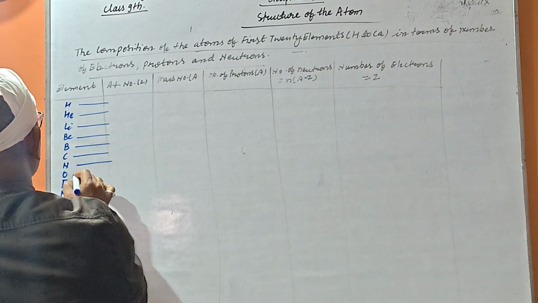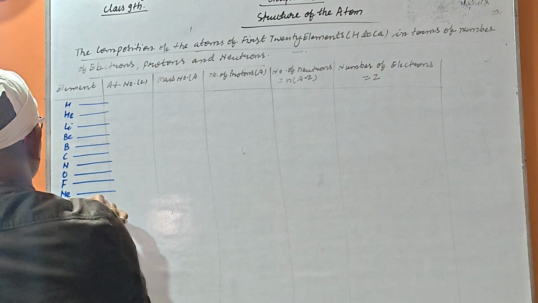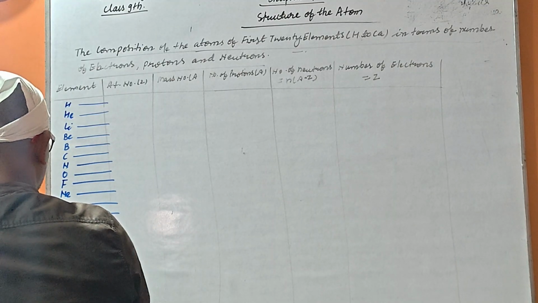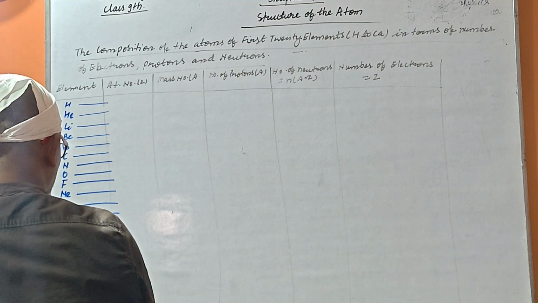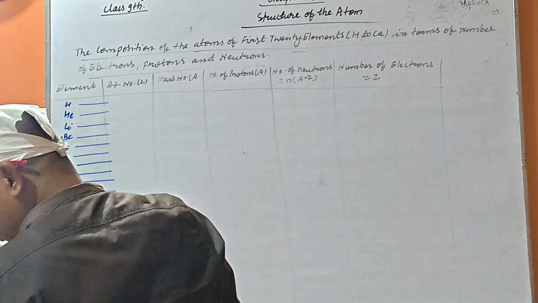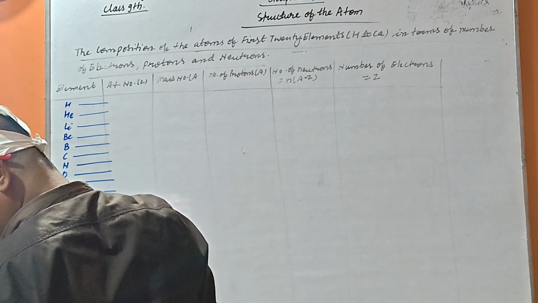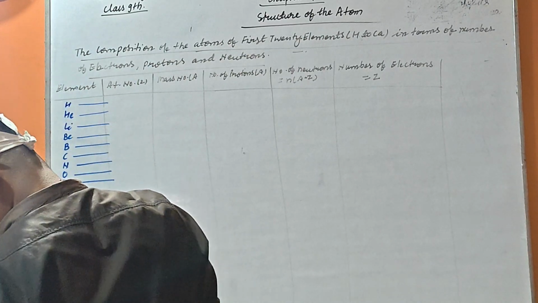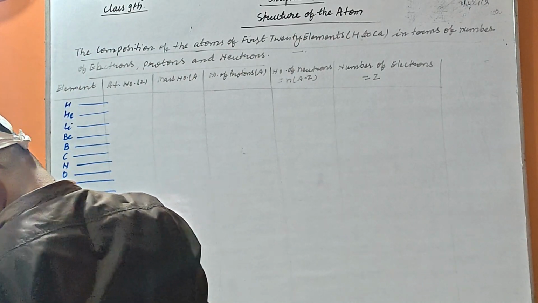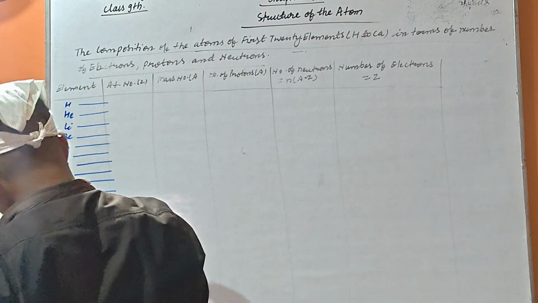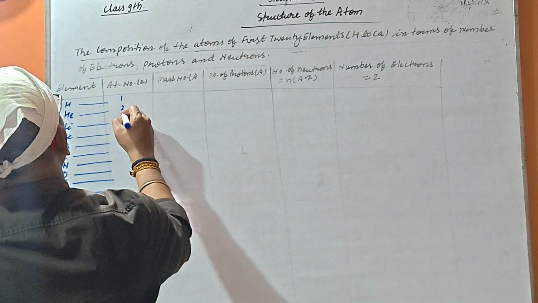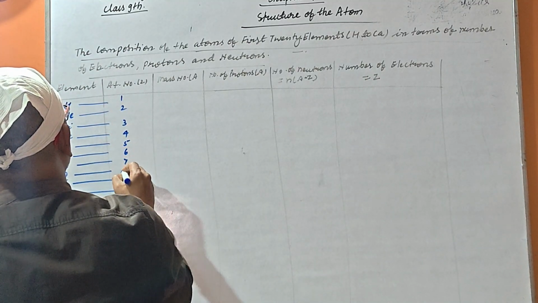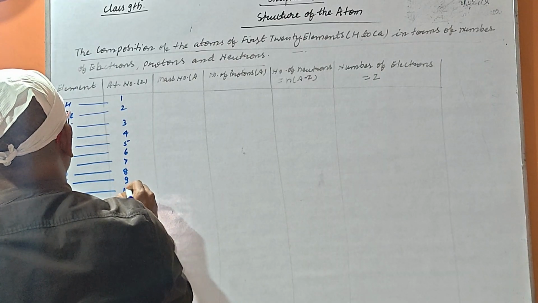I am giving the symbol here, easy to understand. You don't need to, but if you want, you can do it in your copy also. So atomic number is 1, 2, 3, 4, 5, 6, 7, 8, 9, 10, up to neon, this is 10.